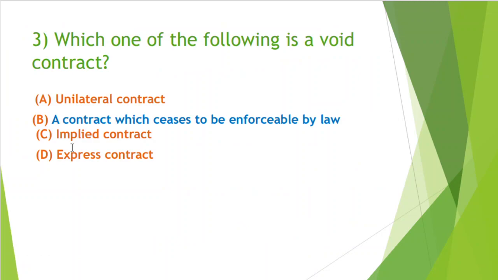Which one of the following is a void contract? Void contract. Four options are given. What are they? One is unilateral contract. Second one, a contract which ceases to be enforceable by law. Then third one, implied contract. Fourth one, express contract. So the correct answer is a contract which ceases to be enforceable by law. So which one of the following is a void contract? A void contract means a contract which ceases to be enforceable by law.